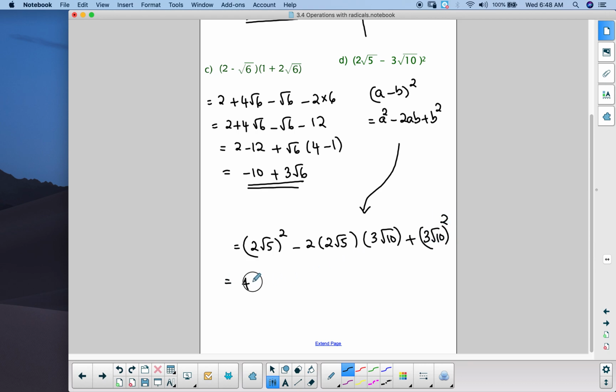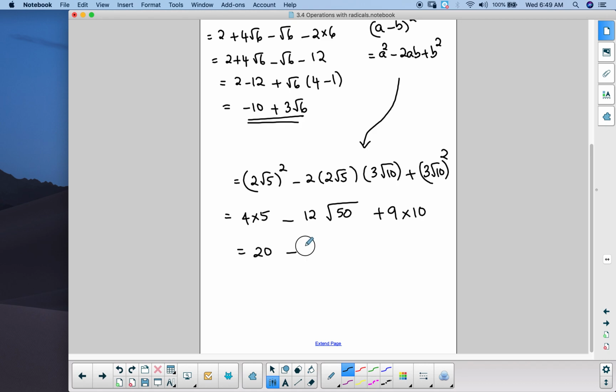So that would be 4 times 5 when I square this, because the square of 2 is 4, the square of root 5 is 5, minus 2 2s are 4, 4 3s are 12, times root 50, plus square root of 3 is 9, and square root of root 10 is 10. So I get 20 minus 12 times 5 times 5 times 5 times 10, so 5 times 5 times 2, right? 5 2s are 10, 10 5s are 50, plus 90.